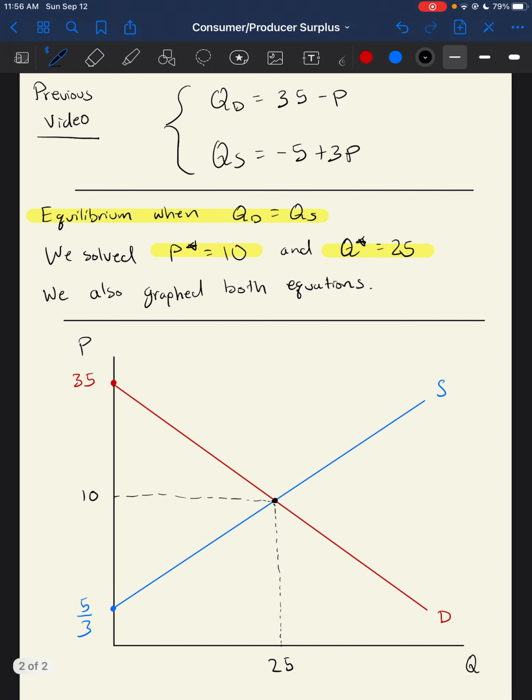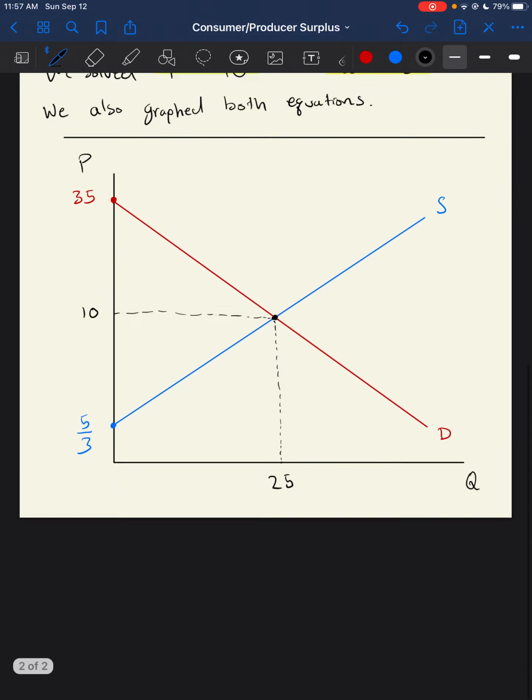In the previous video, we had these two equations. Quantity demanded is equal to 35 minus P, and quantity supplied is equal to negative 5 plus 3P. Remember, we solved for the equilibrium, which we find when the quantity demanded is equal to the quantity supplied. We solved that P star is 10 and Q star is 25. We also graphed both of these equations, and we learned a trick for graphing both equations. Here I have both equations graphed out, just to save time, since I didn't want to go through the process again. So let's now solve for our consumer surplus.